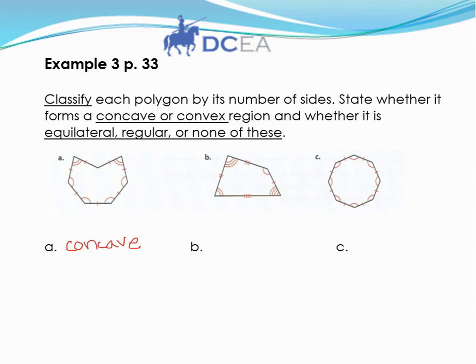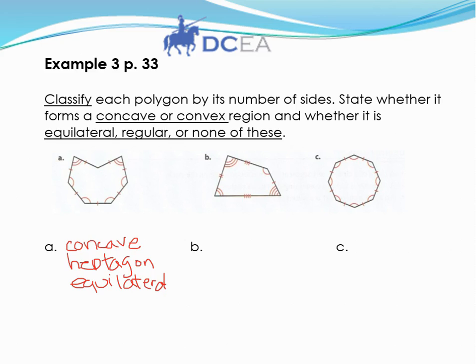These 2 sides on the top are the same length as the other sides. However, the angles are not the same, and we can tell that because some angles have 1 arc and some angles have 2 arcs. So it is not regular. It is, however, 7-sided, so it is a heptagon. And it is equilateral because the sides are all the same length.